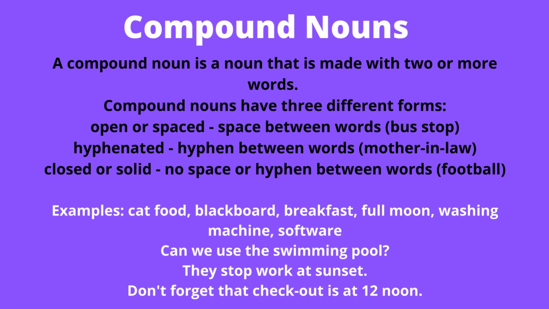A compound noun is a noun that is made with 2 or more words. Most compound nouns are noun plus noun or adjective plus noun. Each compound noun acts as a single unit and can be modified by adjectives and other nouns. Compound nouns have 3 different forms. Number 1, open or spaced. Space between words, like bus stop. There is a space between 2 words.